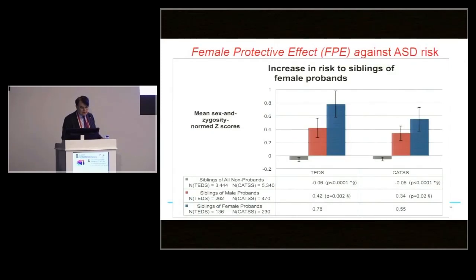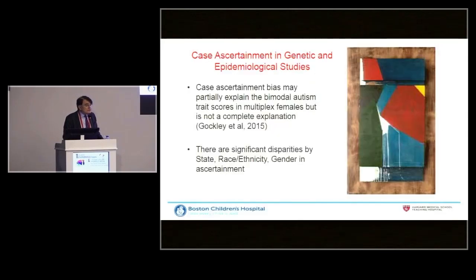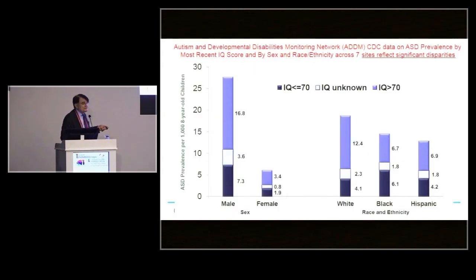This is the graph that shows you the loading, the blue bars for the female probands having siblings and also other family members with autism. Some people have said this might be because of case ascertainment, that we don't ascertain female cases with autism very well, but that's not explained by that. But there are also some ascertainment issues related to females, and there are significant ascertainment issues related to, I will show you, states across the United States, and race and ethnicity as well. So this is a very important graph.